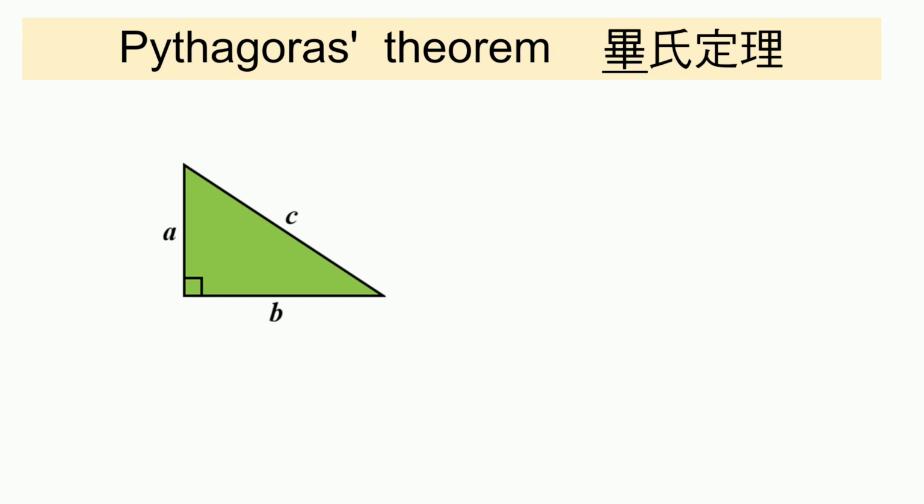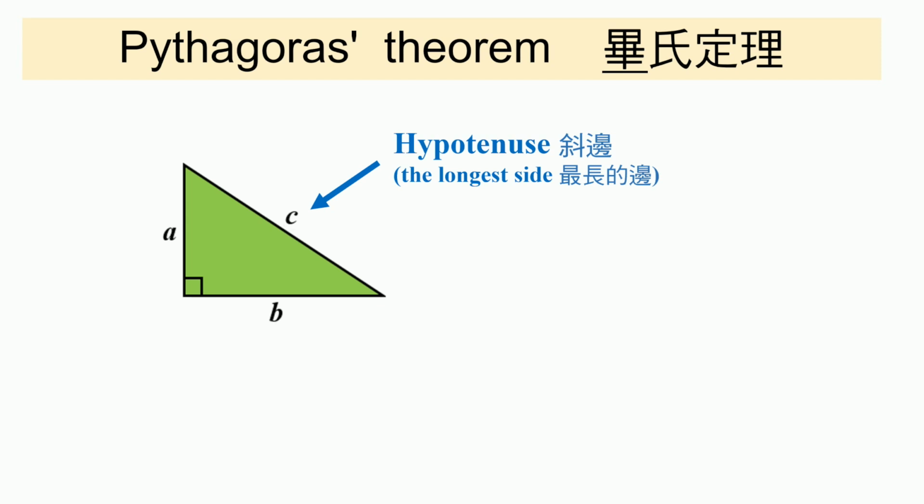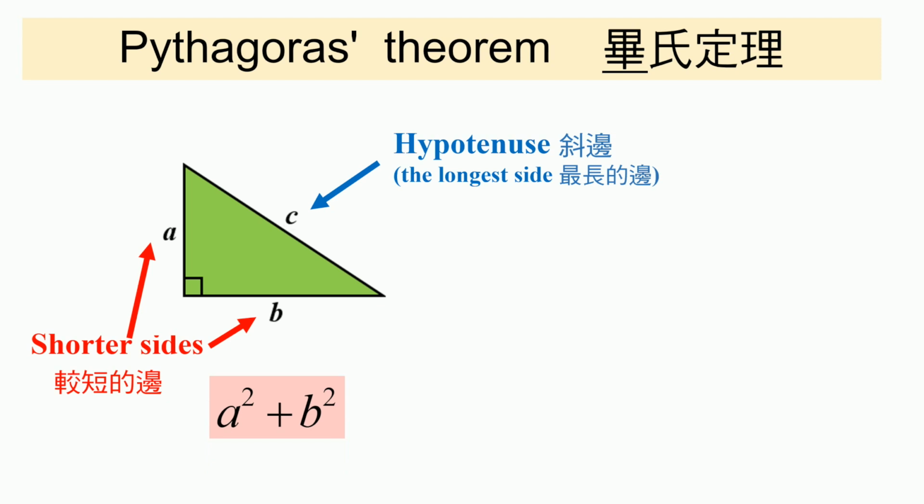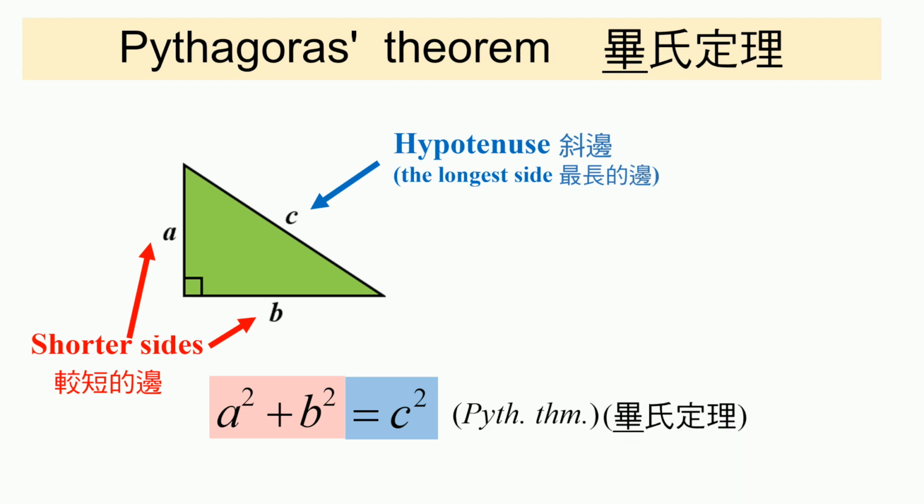The longest side in a right-angled triangle, right opposite of the right angle, we call the hypotenuse. And the other two sides next to the hypotenuse, we call the shorter sides. So if we take each shorter side, square them, and add them together, it turns out for every right-angled triangle it equals the hypotenuse squared. This is known as the Pythagoras theorem.